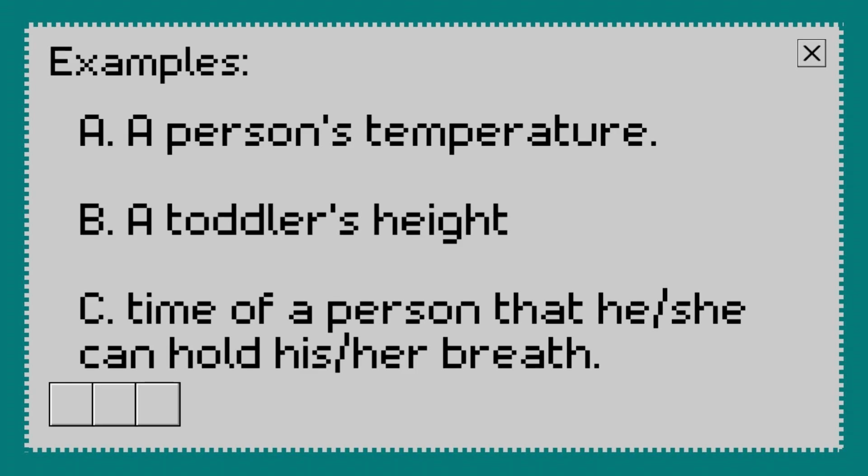For our third and last example, the time that a person can hold his or her breath. For this example, we will be measuring the time. And time can be measured as seconds, minutes, or even hours. But when we time a person, it stops at a certain time. And even milliseconds will be counted. And that is defined in a decimal form, which is an example of a continuous random variable.